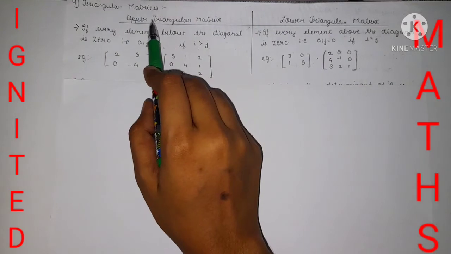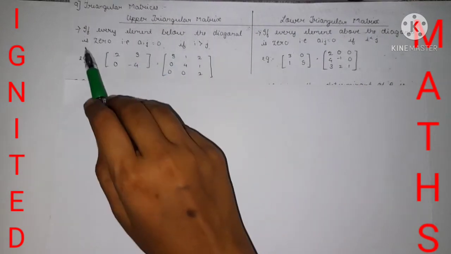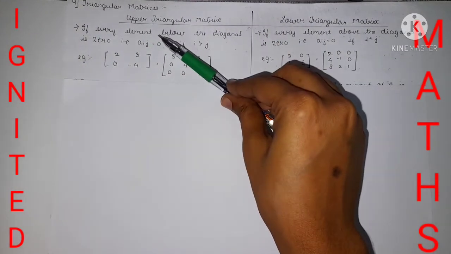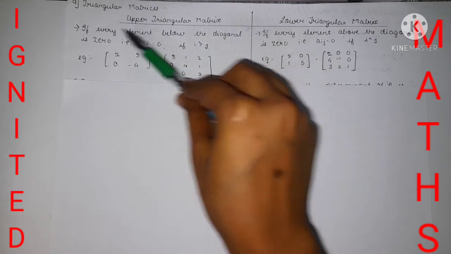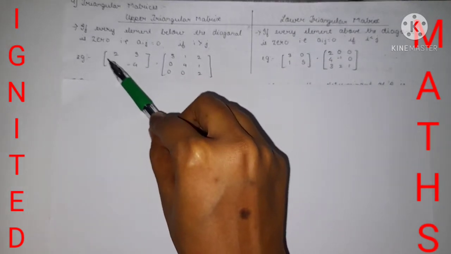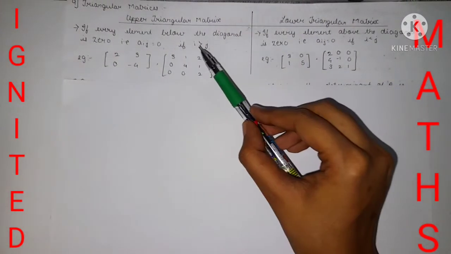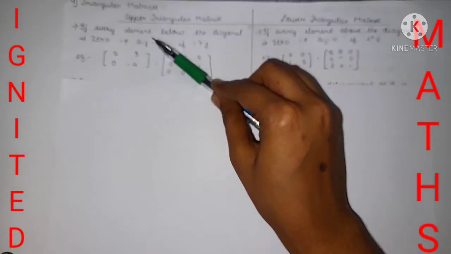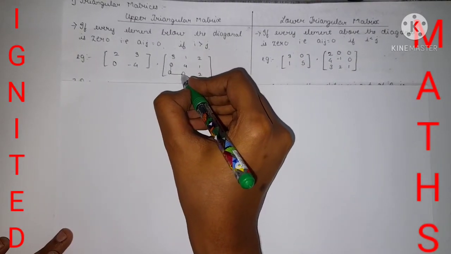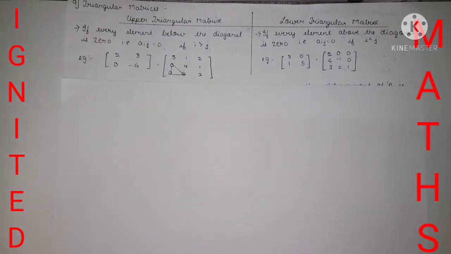For the upper triangular matrix, if every element below the diagonal is 0, then it is called an upper triangular matrix. Diagonal means this part, in this example. Below the diagonal element means this part. You can see it is forming a triangular shape, so it is called an upper triangular matrix.